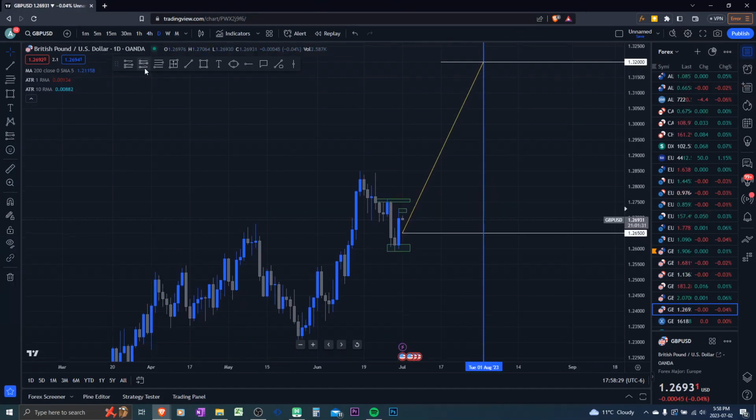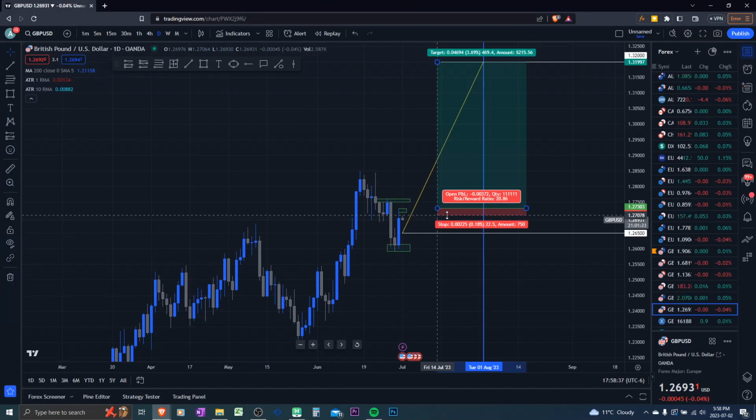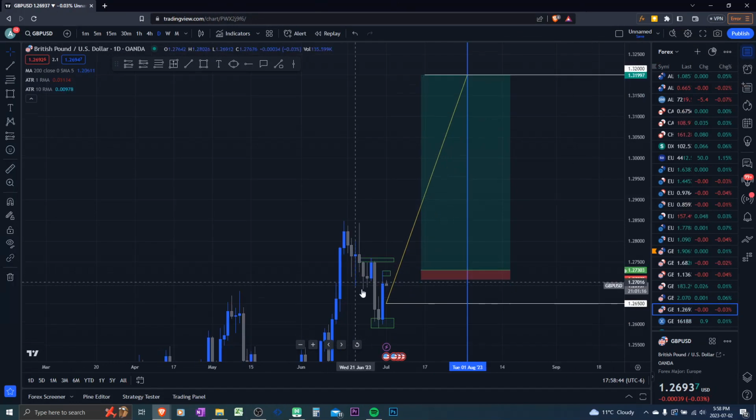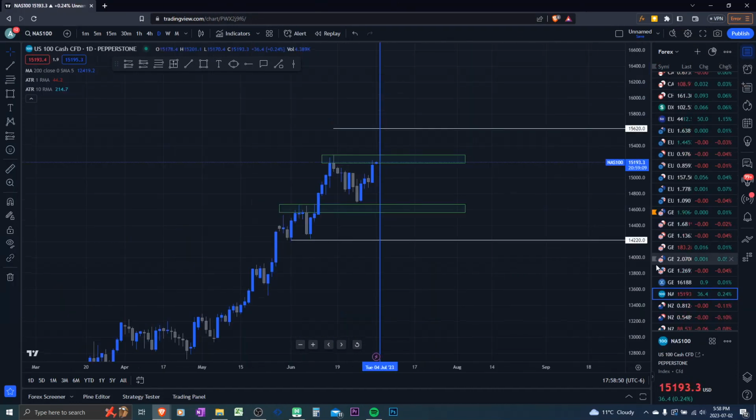But ideally, your trade for the month would be slightly below this zone. It's obviously in a perfect world, you have to wait on that. Got our alert set. Start with that one. Our NAS 100.